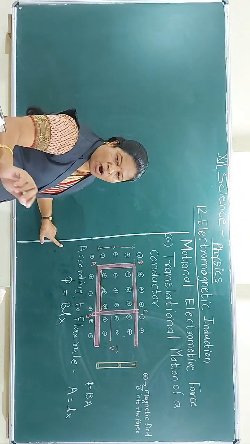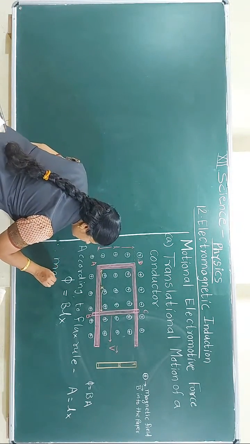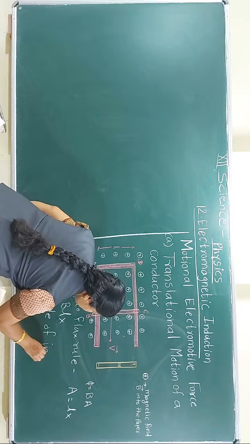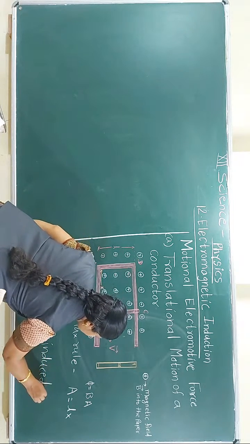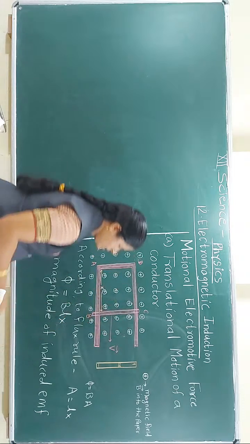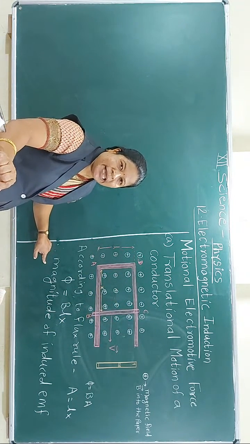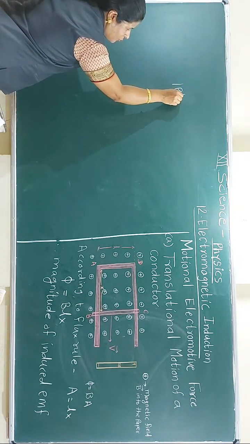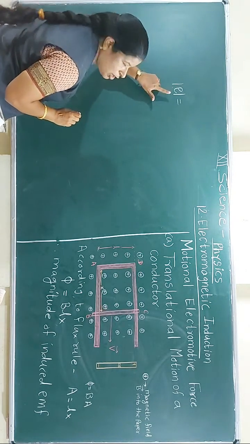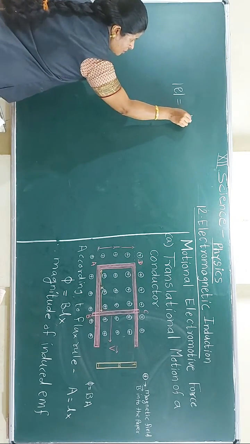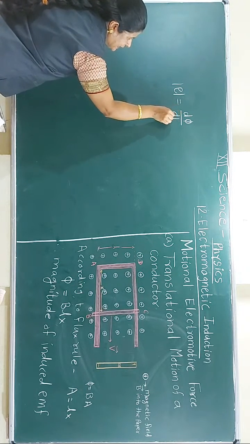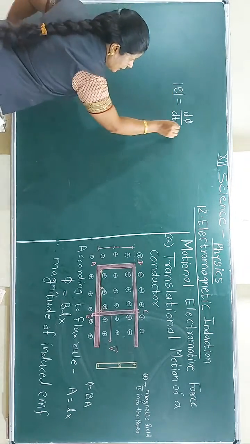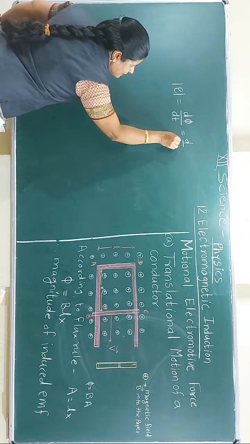Therefore, the magnitude of induced EMF, we can write as mod of E. We write only magnitude. Therefore, mod of E is equal to d phi by dt, which is equal to d by dt.